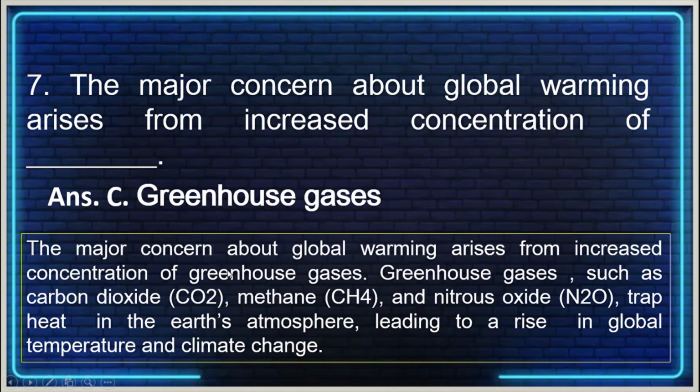Okay? So the major concern about global warming arises from increased concentration of greenhouse gases. And greenhouse gases such as carbon dioxide, methane, and nitrous oxide trap heat in the Earth's atmosphere, leading to a rise in global temperature and climate change. Okay, so the answer is greenhouse gases.